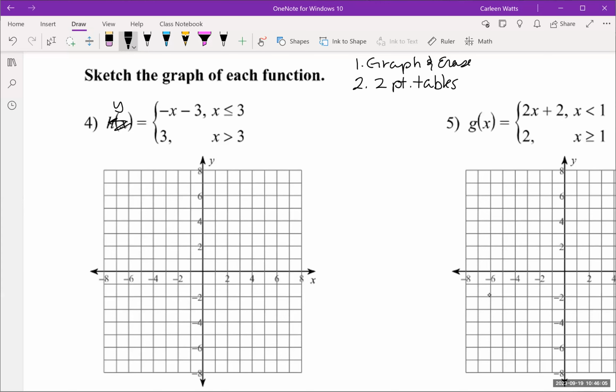2-point tables. Okay. So I have, now this confuses me. So I just like to put y equals. I feel more comfortable with y equals. So I'm going to change it from function notation into linear notation. I'm not going to make a number line, so I can if we want to. y equals negative x minus 3 and y equals 3. Okay, 2-point tables.